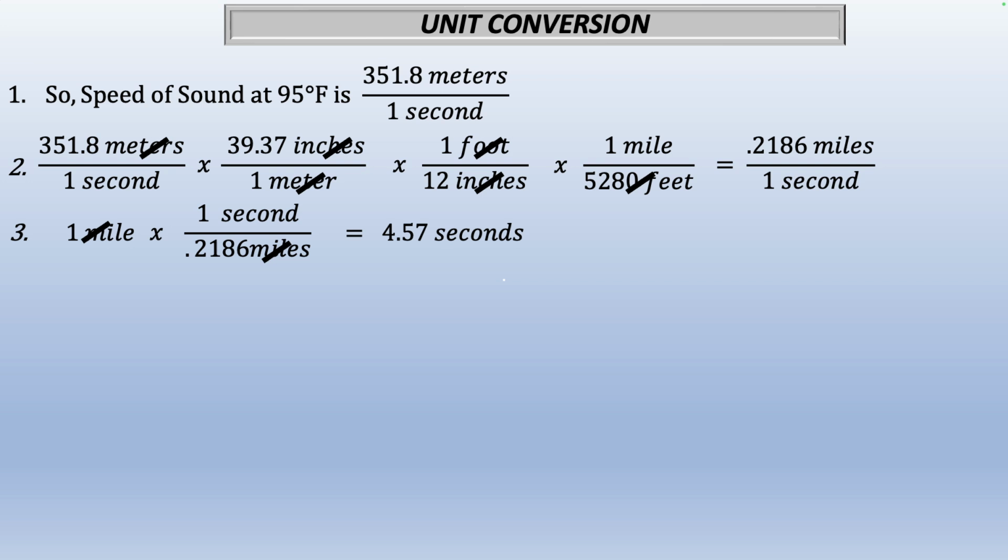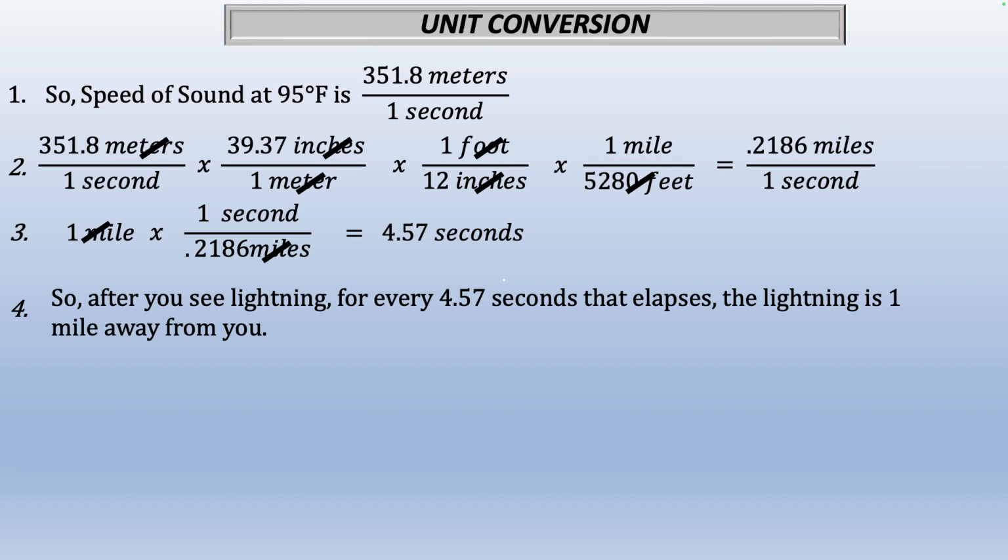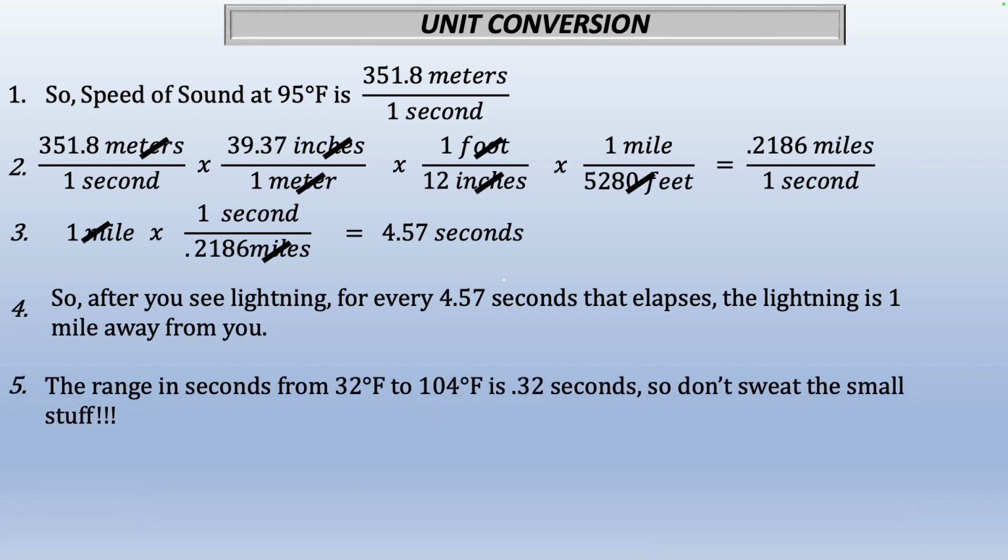Because the lightning is heating up the air so quickly that there's a rapid expansion of that air. That's what creates the sound of thunder. And so for every mile you are away from that, it's going to take 4.57 seconds to get to your ear. Okay, the range in seconds from 32 degrees Fahrenheit to 104 degrees Fahrenheit is 0.32 seconds.